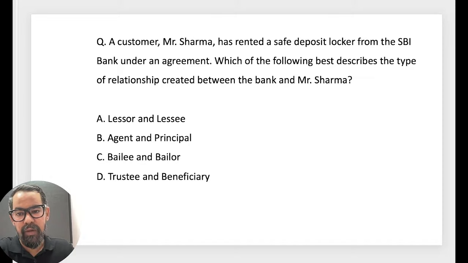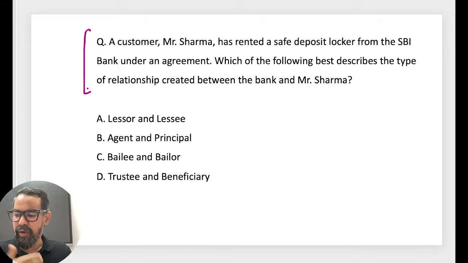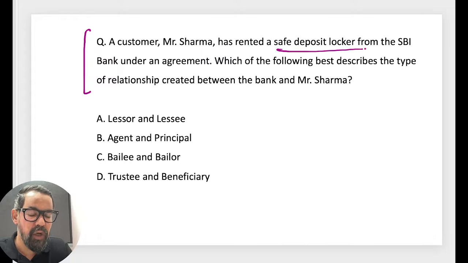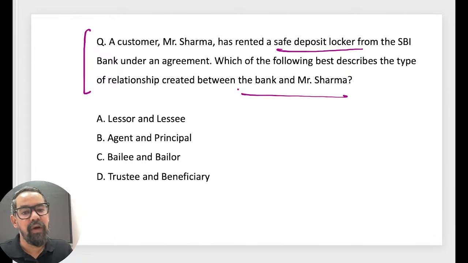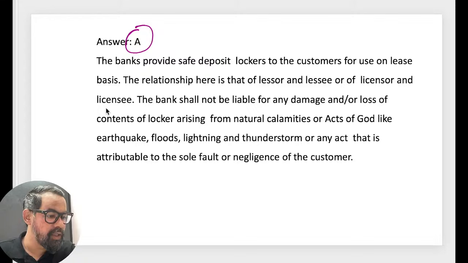PPB, though we have a number of units, will take less discussion, so we can cover maximum things from this. A customer, Mr. Sharma, has rented a safe deposit locker from SBI. The relation will be lessor and lessee. The bank will work as a lessor and Sharma is the lessee. So option A will be the right answer for this question.